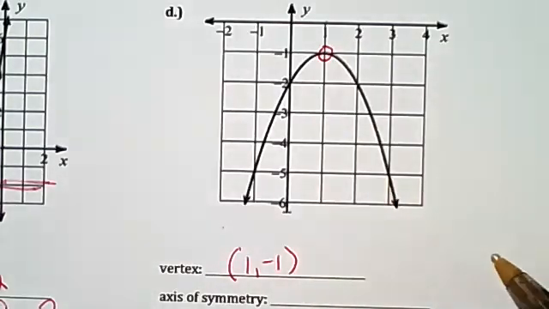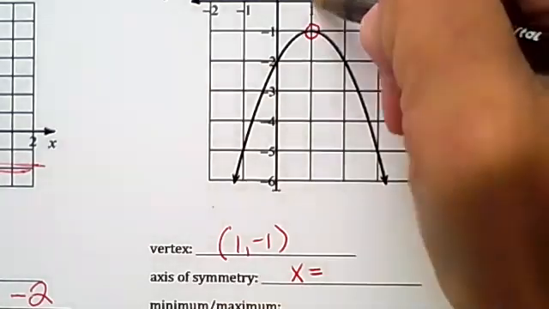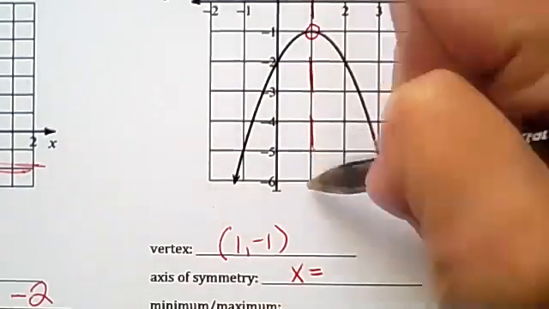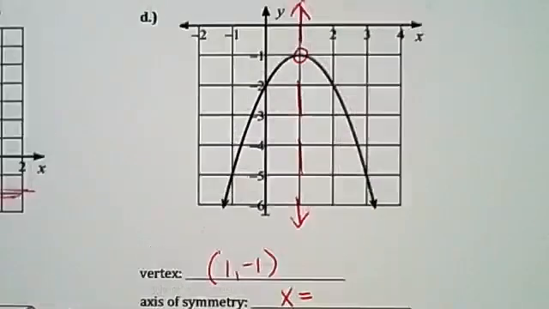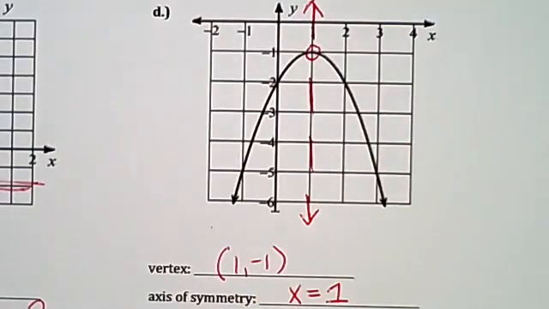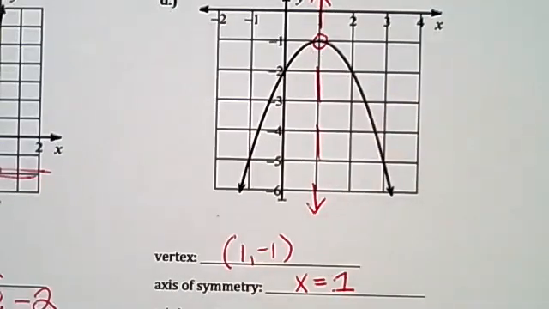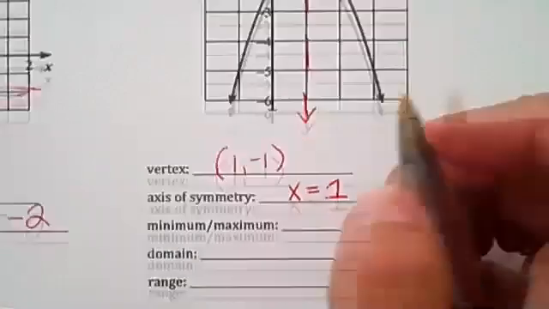Axis of symmetry. Someone want to do the axis of symmetry? So it's x equals, where does it go through? One. Very good, Emma. So x equals 1 would be your axis of symmetry. Remember, x equals h. Okay, does this have a minimum or a maximum? What do you guys think? Maximum. Excellent. So it's a maximum.